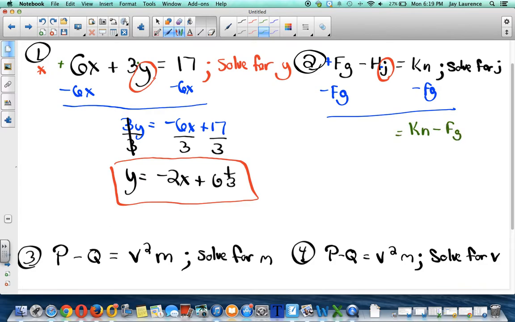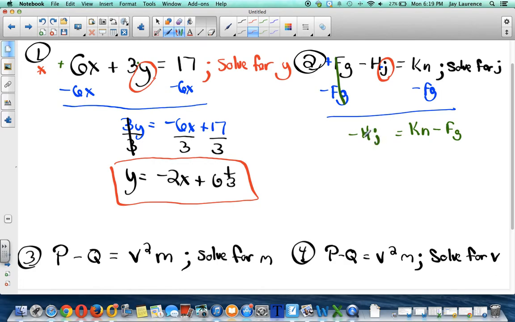Okay, the left-hand side is easy because the FGs cancel. There's really nothing difficult about these problems. They sure look strange. And some of you go, wait, there's too many letters. I don't know what to do. But really, you just follow the same procedure as you do when there's numbers there.